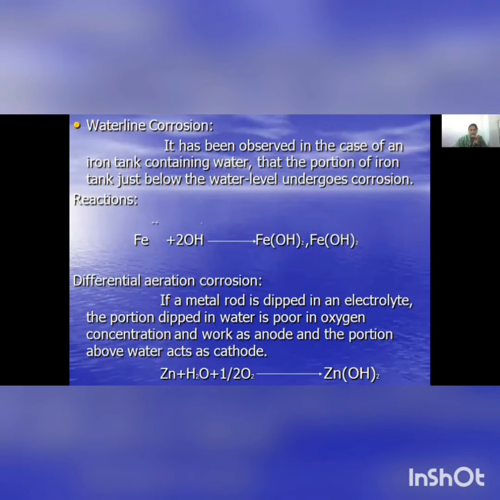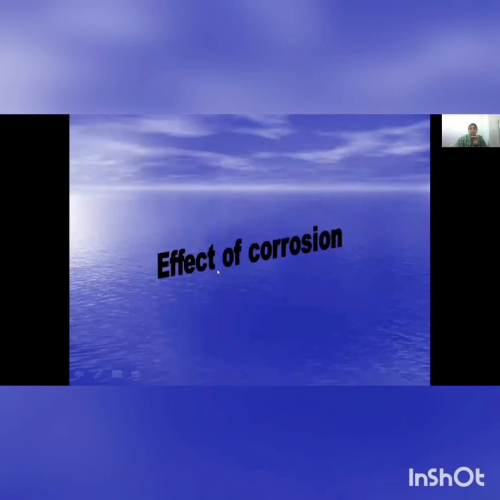And waterline corrosion. It has been observed in the case of an iron tank. If you take an iron tank containing water, the portion of the iron tank just below the water level undergoes corrosion. Some of the reactions are like this: iron is treated with the basic medium, that is OH minus ions, to form Fe(OH)2 or Fe(OH)3.